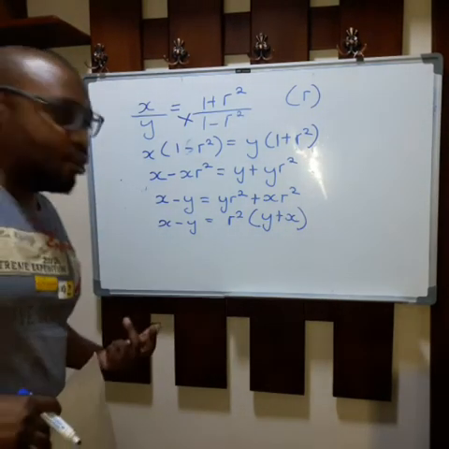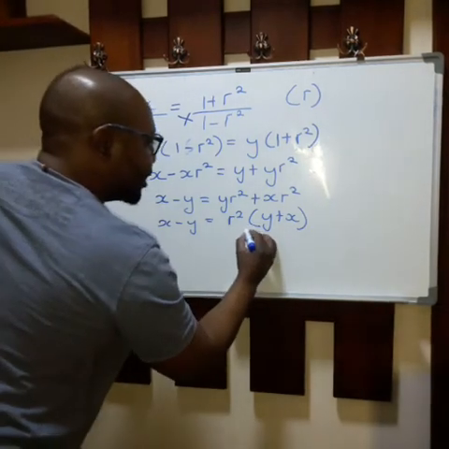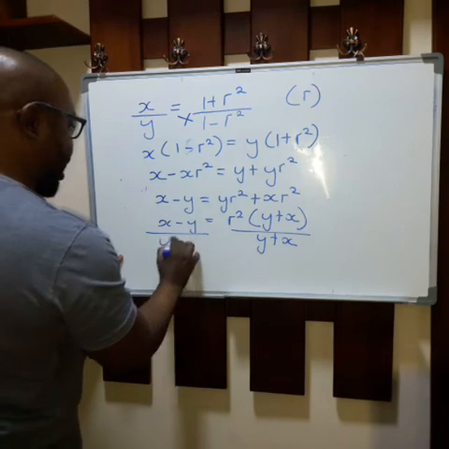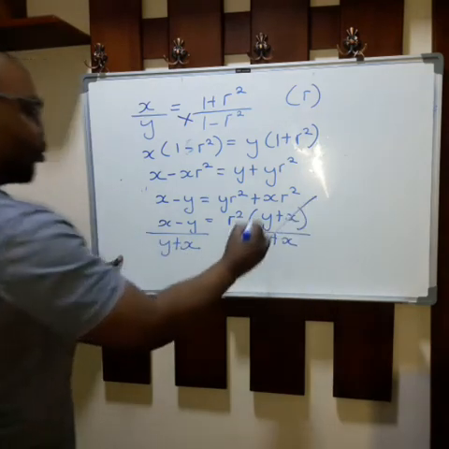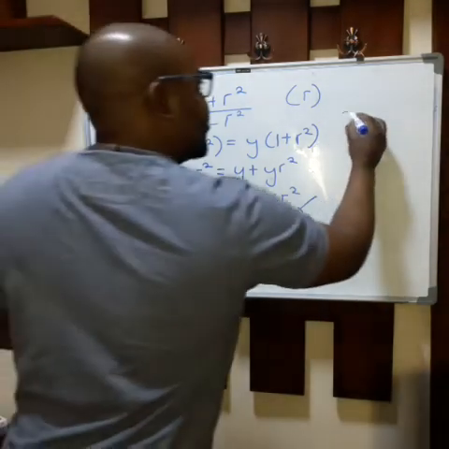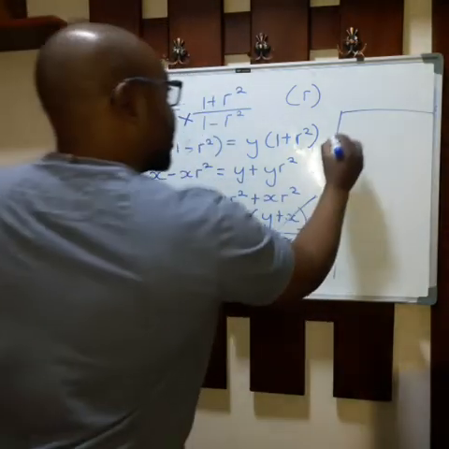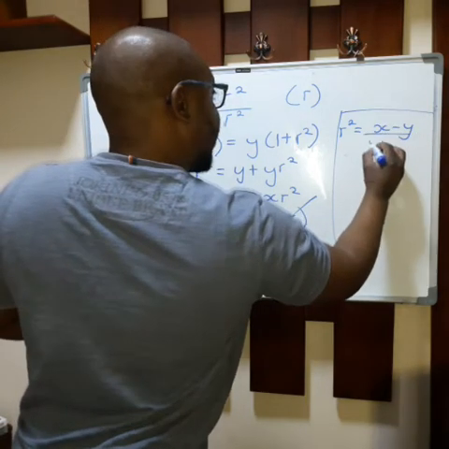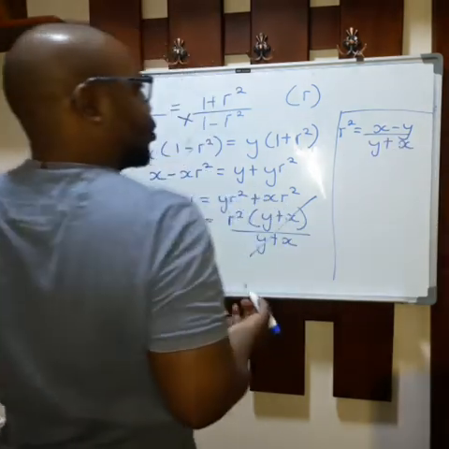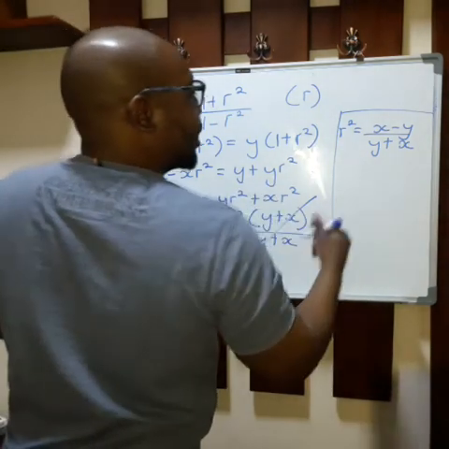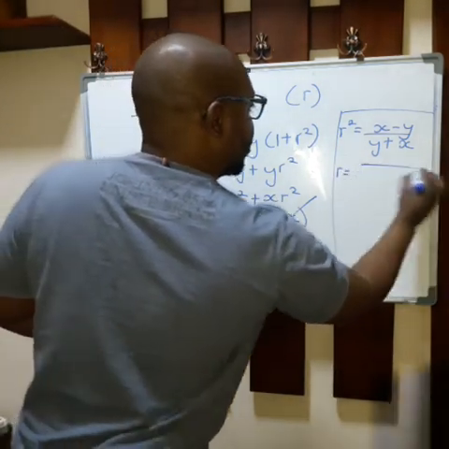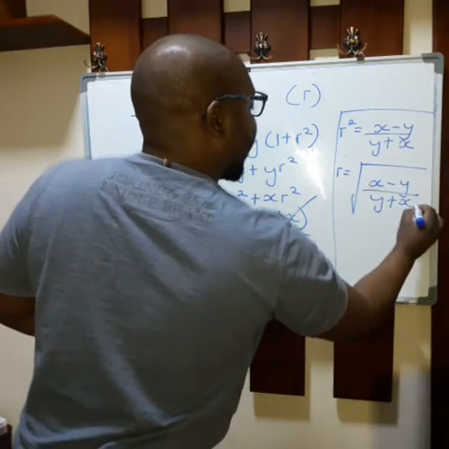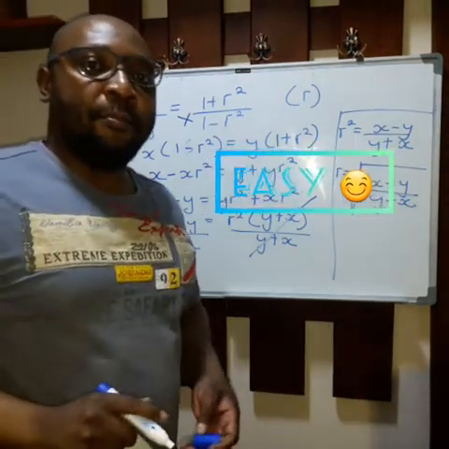The next thing I can do, I can divide both sides by y plus x. I can also divide by y plus x. So I cancel the right side, and what I remain with is r squared is equal to x minus y over y plus x. So if I want to find r, I have to root the right side. R is equal to root of x minus y over y plus x. So that is another example.